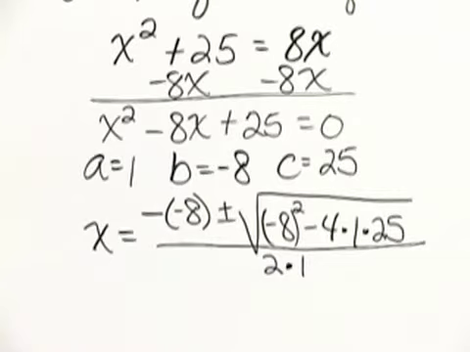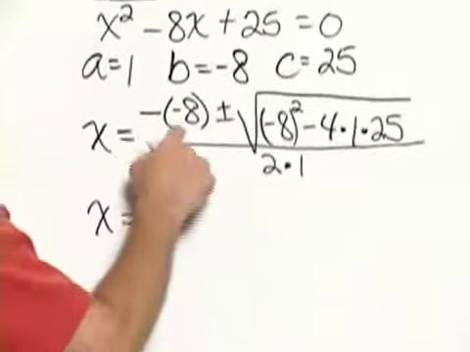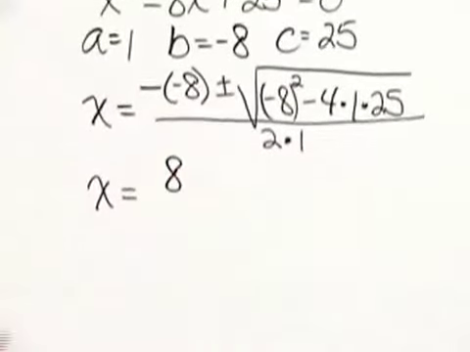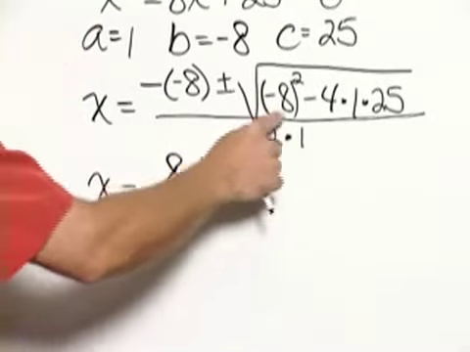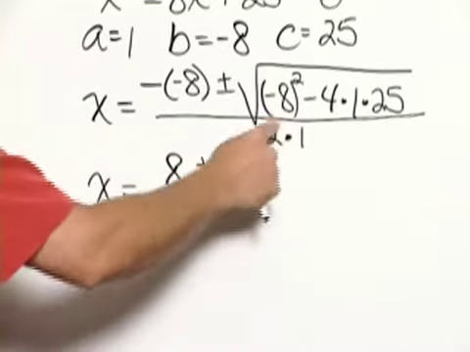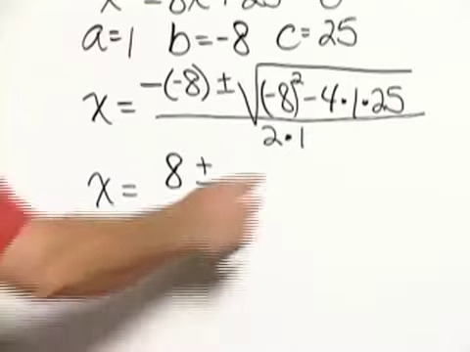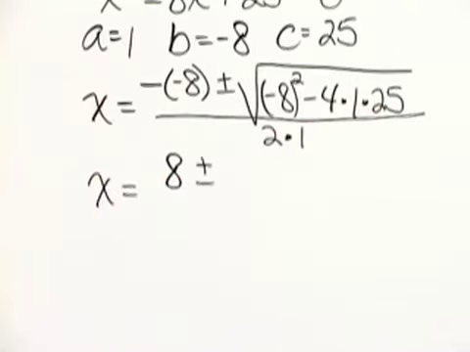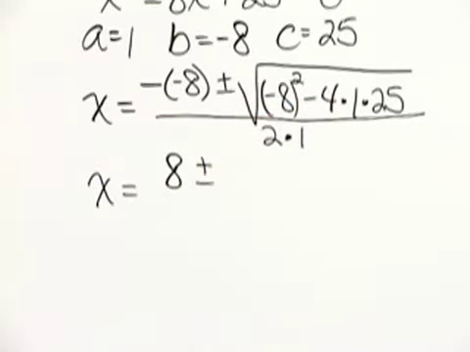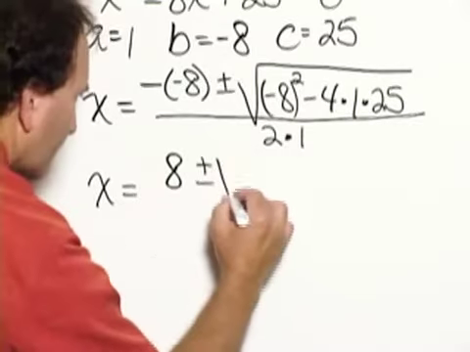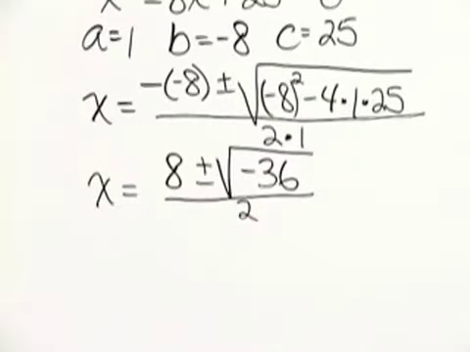So now let's simplify. We have x is equal to minus a negative, which changes it to positive 8, plus or minus. Now let's examine the expression under the square root. Negative 8 squared is negative 8 times negative 8, which is positive 64. 4 times 1 times 25 is 100. We have 64 minus 100. That's equal to the square root of negative 36, and that's all over 2.